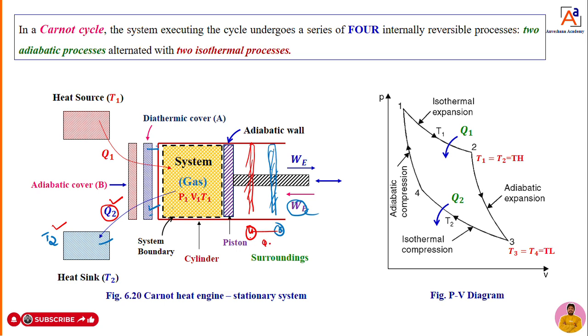Isothermal compression. Some amount of heat is there, but you are compressing. That process we can call isothermal compression. 3 to 4 is isothermal compression. You can see what actually happens during the isothermal compression. Heat is getting rejected. That rejected heat is represented as Q2 at a constant temperature, that is T2.